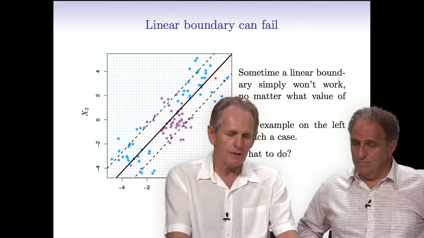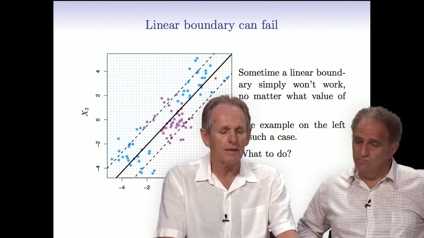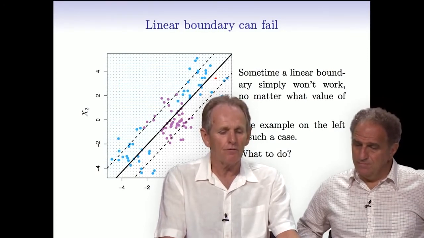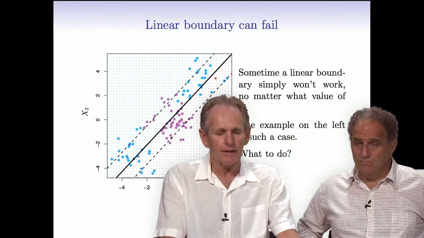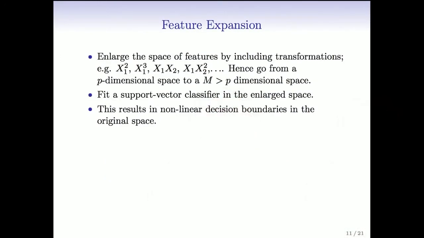Okay, we saw there were situations where soft margin wasn't going to help us, and so we're going to find ways of overcoming this problem, and a natural way to do that is using feature expansion. One simple way, a standard trick, is to enlarge the features by including transformations such as polynomials. So we started off with just, in this example, x1 and x2. We can add in x1 squared, x2 squared, x1 cubed, x1 x2, and so on. Polynomial expansions. So you can go from a p-dimensional space, in this case 2, to a higher dimensional space.